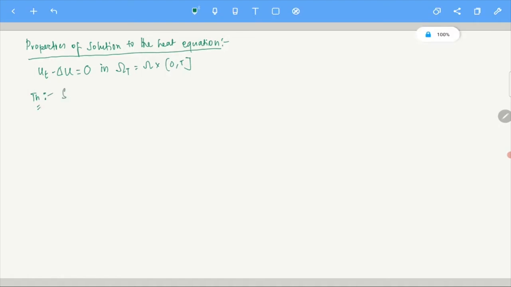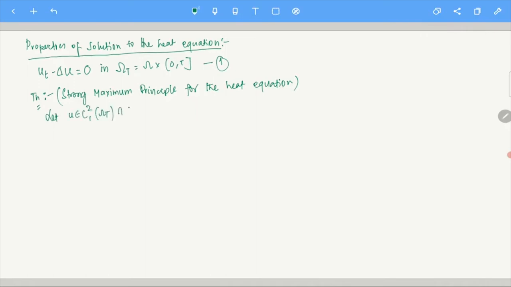This is called the strong maximal principle, just as we did for the Laplacian. Strong maximal principle for the heat equation. What does that say? Let's call that equation 1. Let u be in C^{2,1}(Omega_T) intersection C(Omega_T bar), continuous up to the parabolic boundary, so basically Omega_T bar, essentially Omega_T up to the boundary.